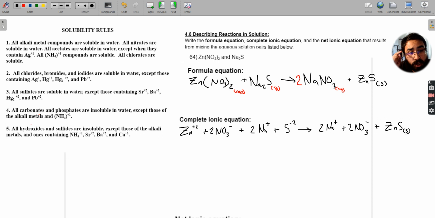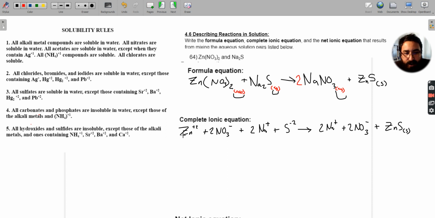It doesn't dissociate. You can't break it apart into its ions. Only things that are dissolved in water can break apart into its ions. So only the aqueous stuff will do that. Mr. Sanchez, will liquids do that? Only the aqueous things. Mr. Sanchez, will gases do that? Only the aqueous things. Mr. Sanchez, will the aqueous things do that? Yes, they will.